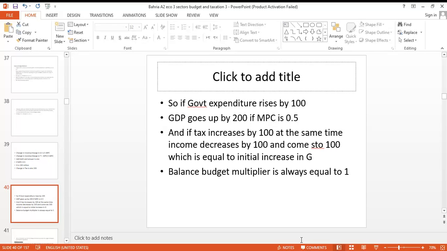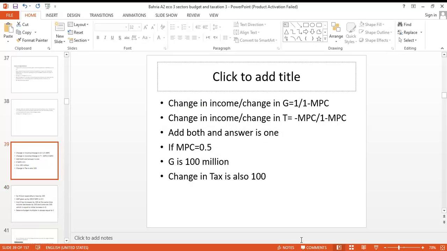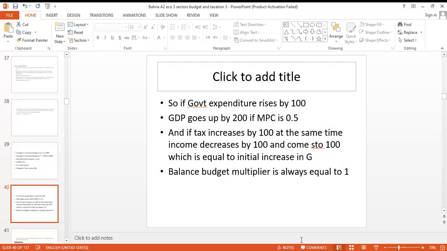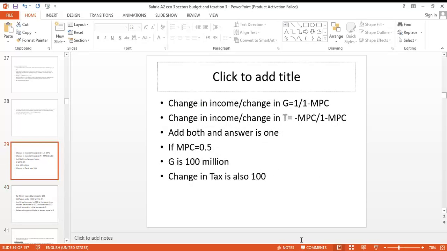So your GDP, if the government expenditure rises by 100 and your MPC is 0.5, then your national income, your GDP, will go up by 200. All right. Now go to the second bullet point formula. So what did I say? I said that if the government increases expenditure by 100, then it will also increase the tax by 100 in order to keep the budget in balance. Okay, so the second part of the multiplier will be the second bullet point.